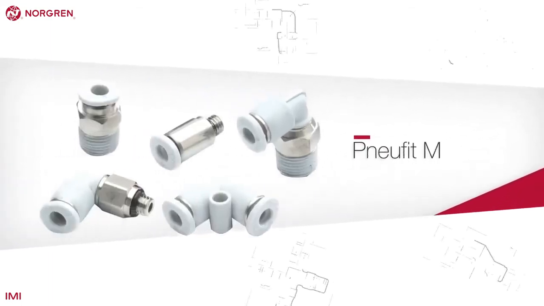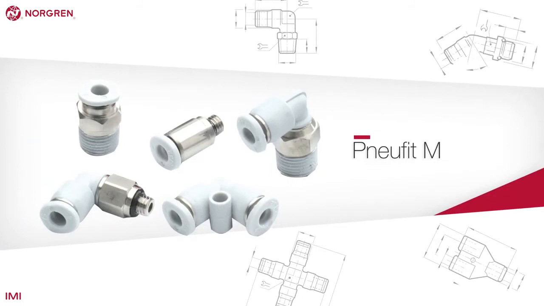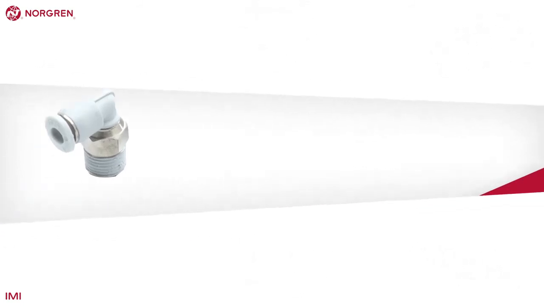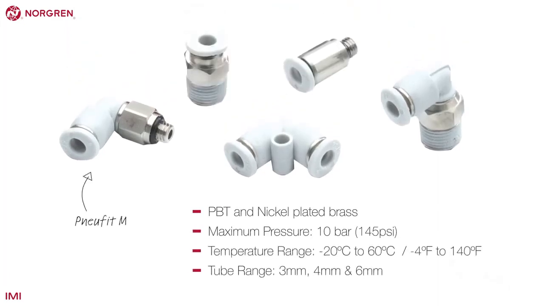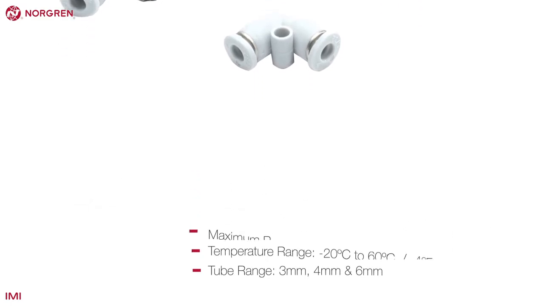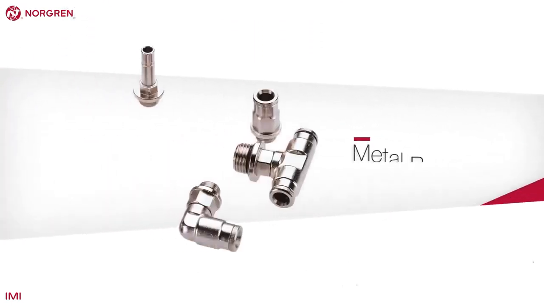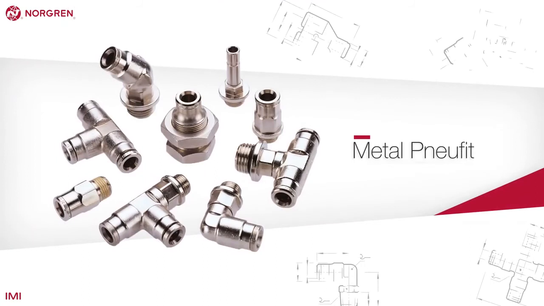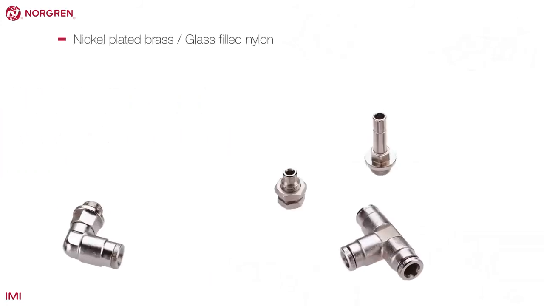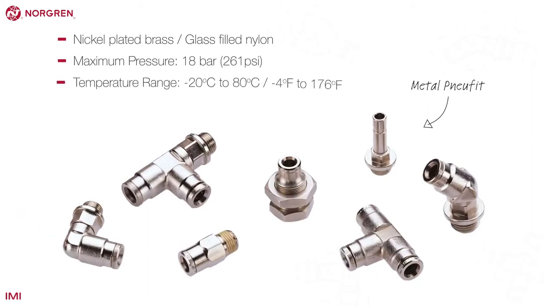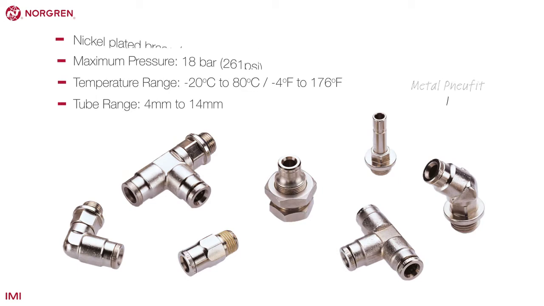NewFit M is a miniature version of the C, made with the same materials and with many of the same characteristics. This range comes in 10 different shapes and is perfect when space is limited. NewFit, sometimes called Metal NewFit or NewFit 10 series, is a nickel-plated brass push-in fitting. Its metal construction means it can withstand higher operating pressures and temperatures, making it suitable for more arduous industrial environments. The 10 series is the metric version and 12 series is the imperial version.